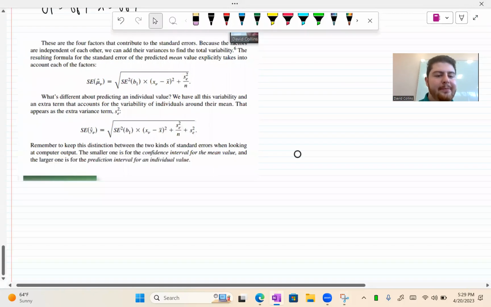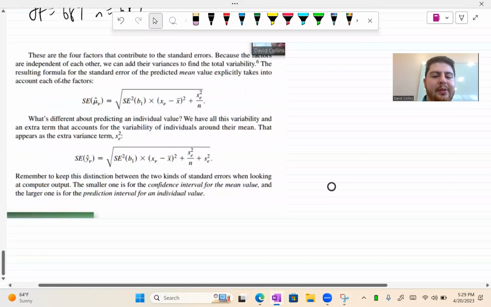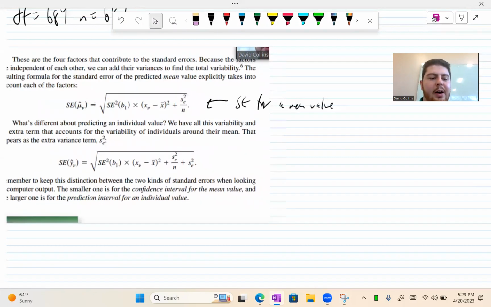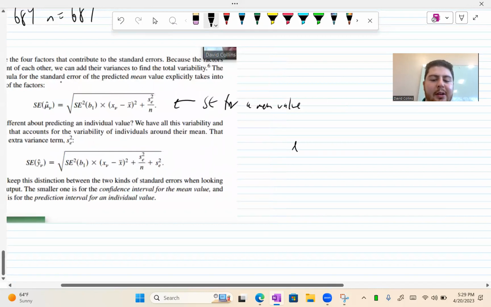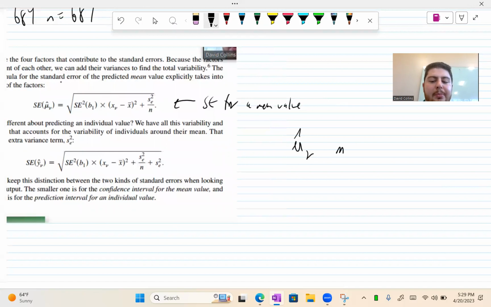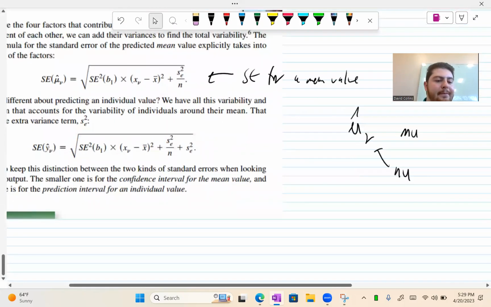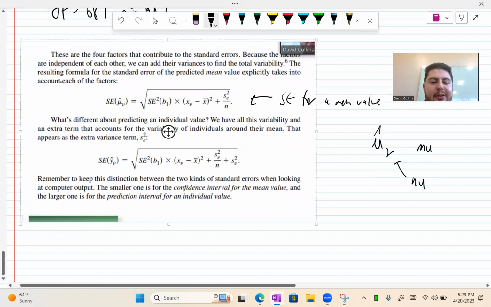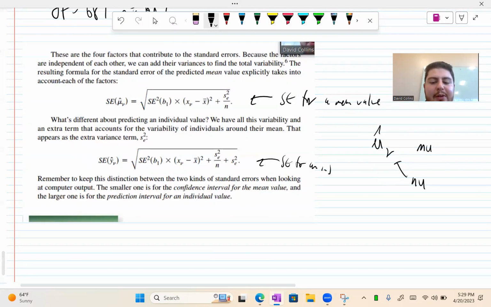So this top one is the standard error for a mean value. In the parentheses is the Greek letter mu hat sub nu. So it's mu, and this is the Greek letter nu, but it looks like a V. This is called the standard error for an individual value.